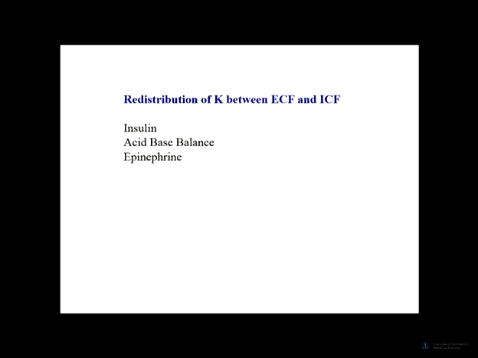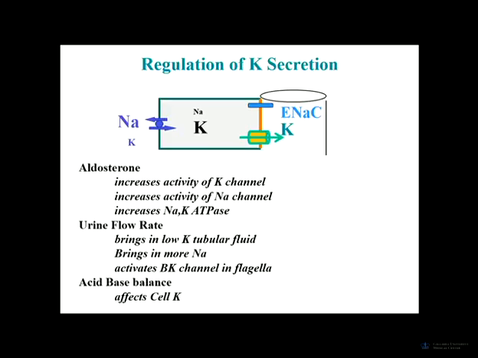The redistribution depends on insulin, on acid-base balance, on epinephrine. If somebody comes in and they are diabetic and they have hyperkalemia, there are lots of reasons why they could have that, but one of them is the effect of insulin. Acid-base balance, the same. Acidosis increases potassium, alkalosis decreases it, and epinephrine and beta blockers we talked about.